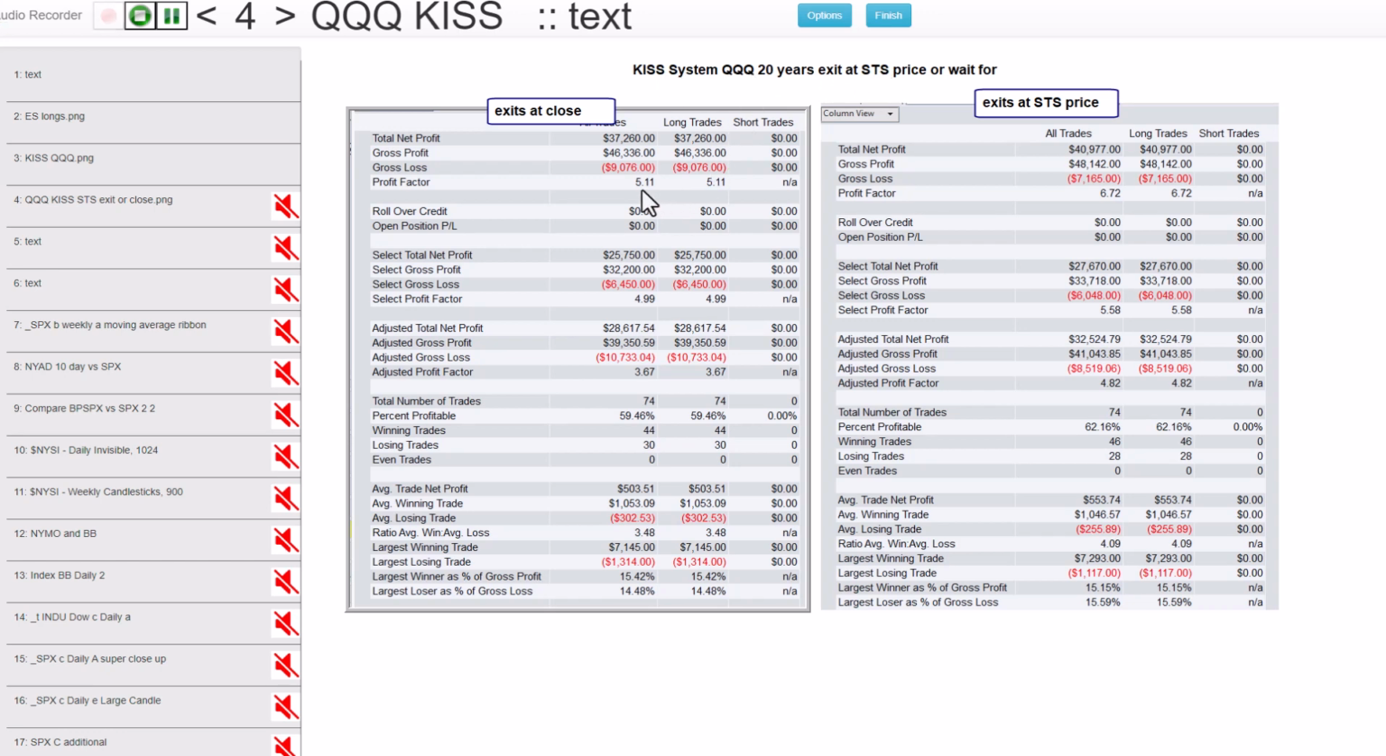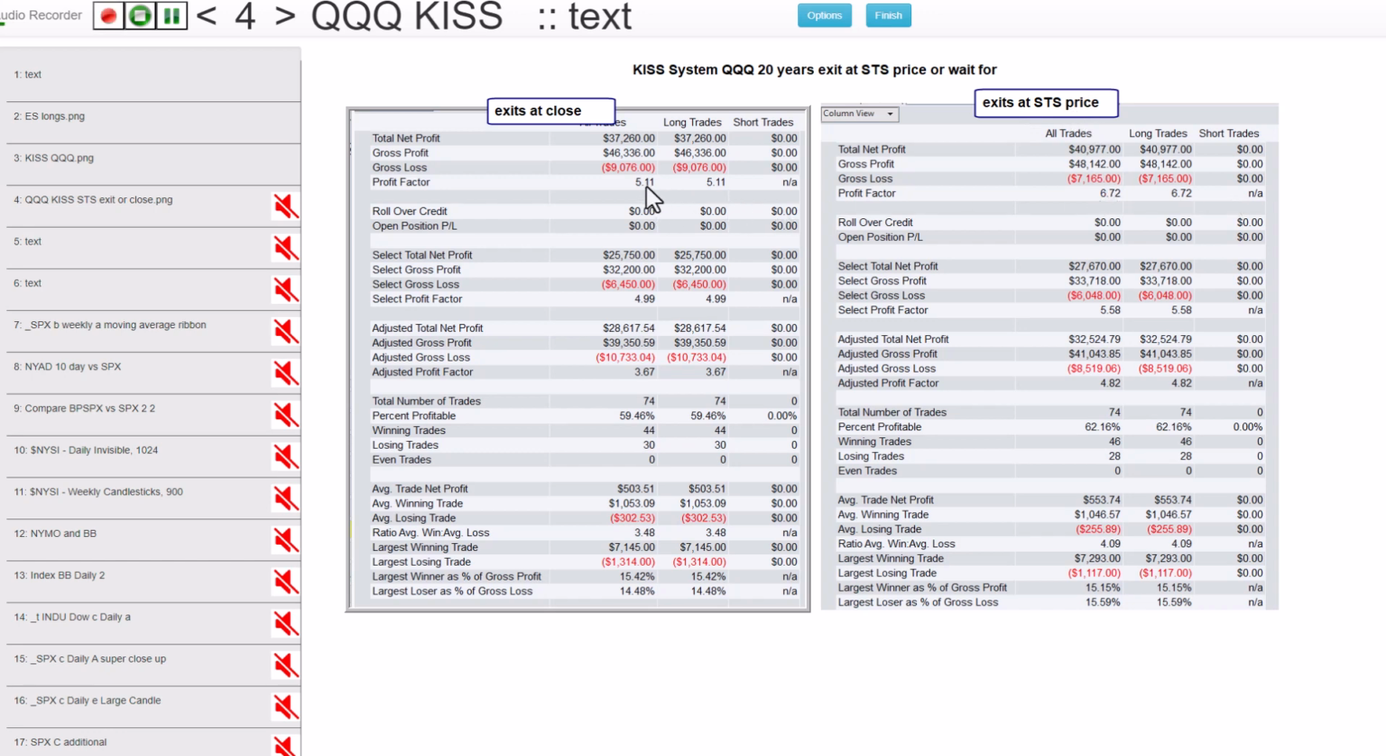Okay, so the one that exits at the close on the left, profit factor of 5.11, about 60% winning trades, which is typical for trend following systems. Remember, trend following systems, guys, aren't going to have 90% winning trades like reversion to mean. Anyway, on the one on the right, you can see when it exits at the STS price, you can see the stats jump up quite a bit.